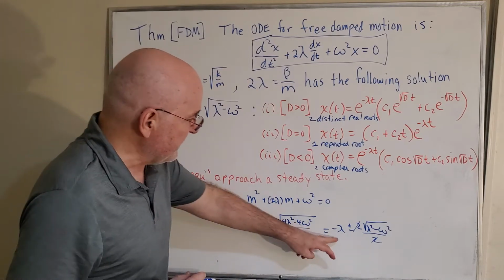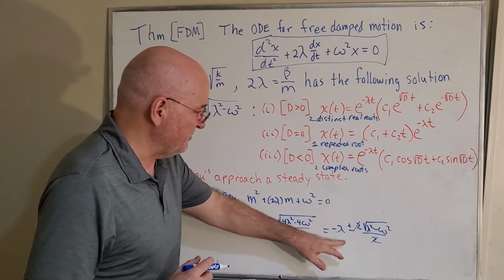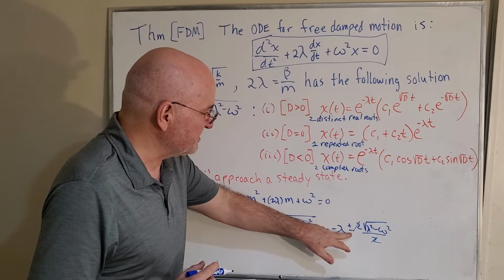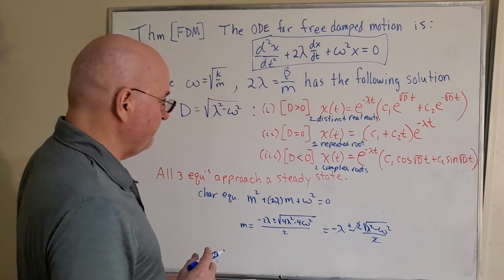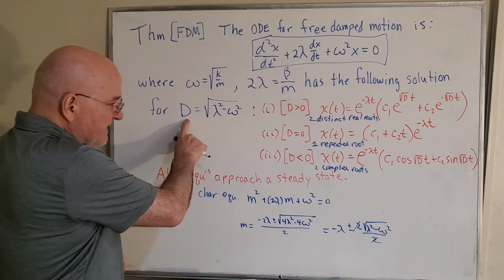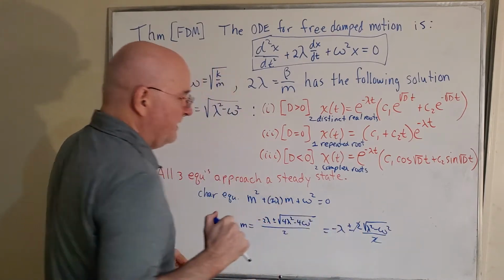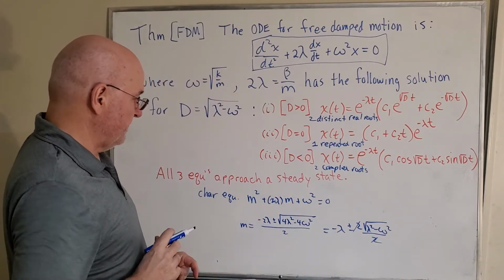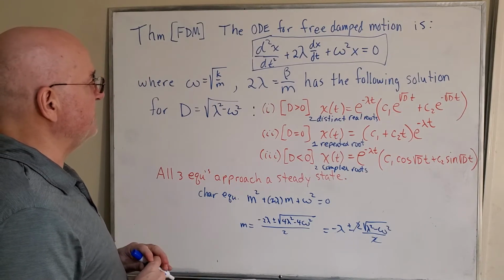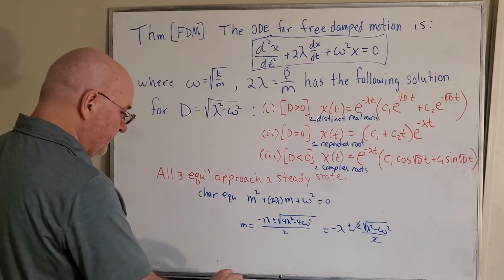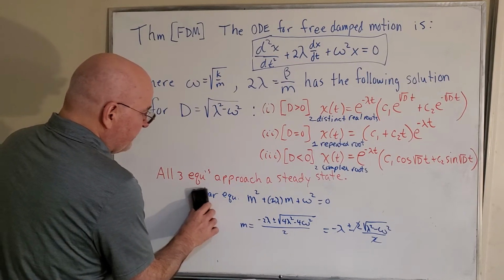And we get negative lambda. I'm not going to write it over there, you can. Negative lambda plus or minus radical lambda squared minus omega squared. And that's where this comes from. So D was simply the discriminant of the solution of this quadratic equation, the characteristic equation. Okay, one more thing.